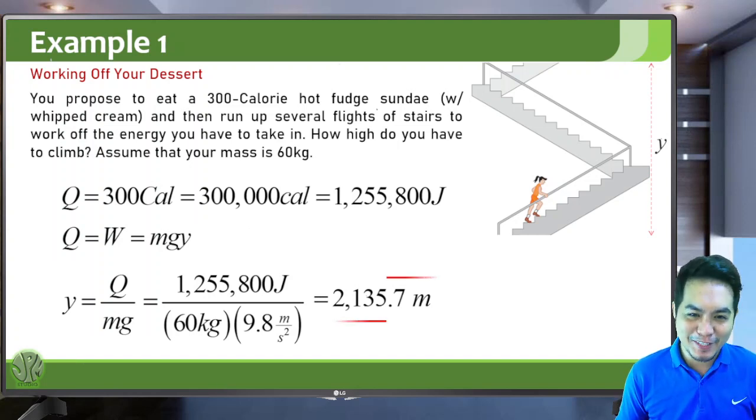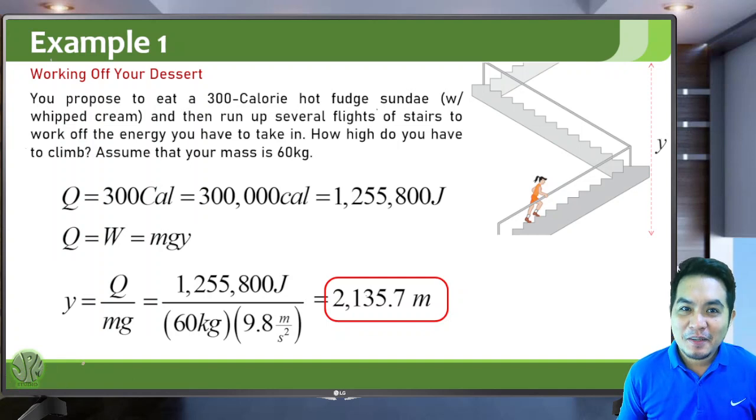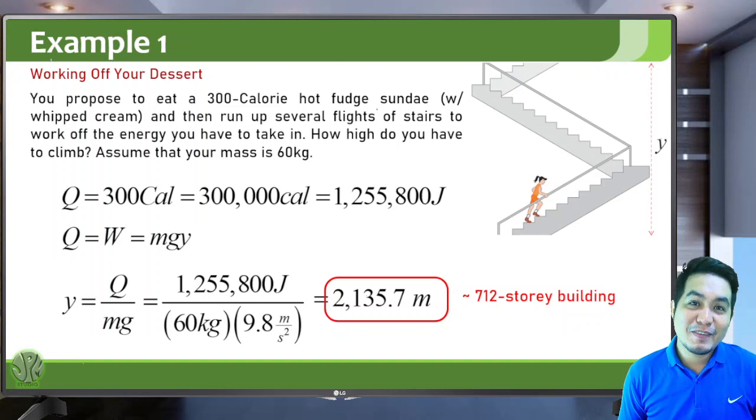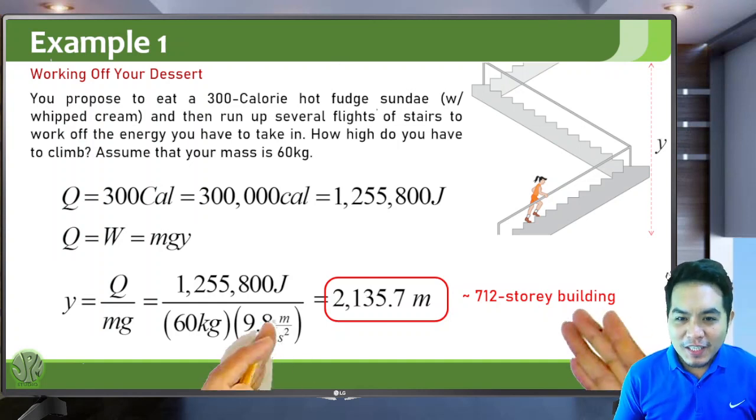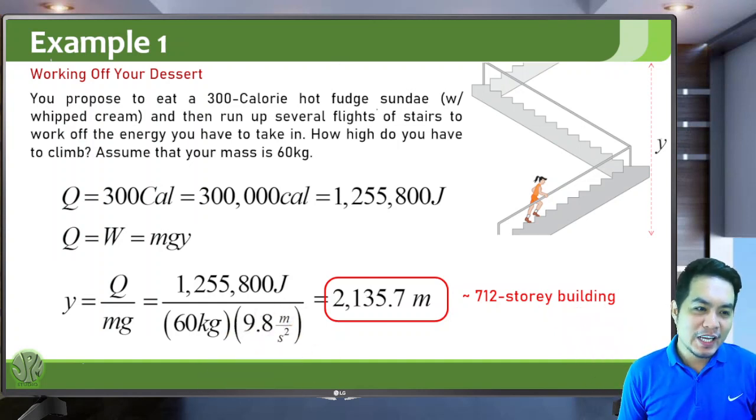So this is actually a very high building. Assuming a one-story building is 3 meters in height, then this is equivalent to a 712-story building. There are no 700-story buildings in the world. So this is not actually a final value because we have not taken into account how efficient the human body is in converting heat into work. So we will go back to this problem in the next unit when we discuss the second law of thermodynamics.